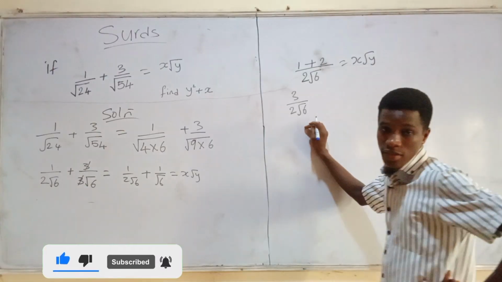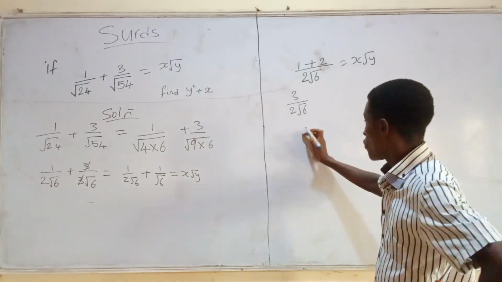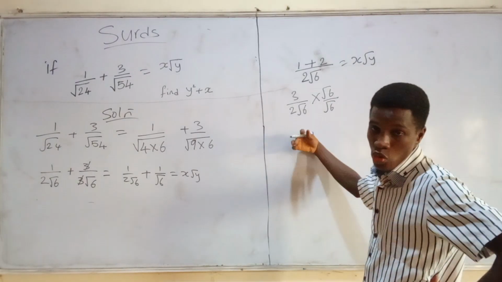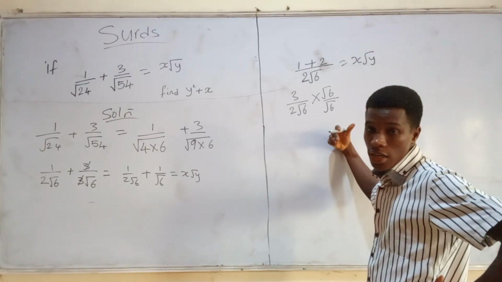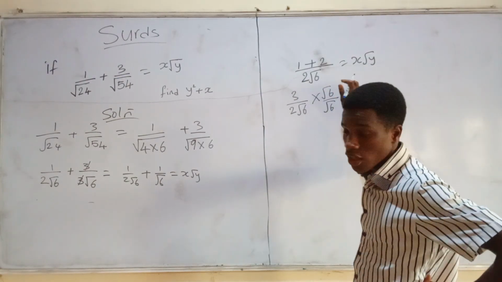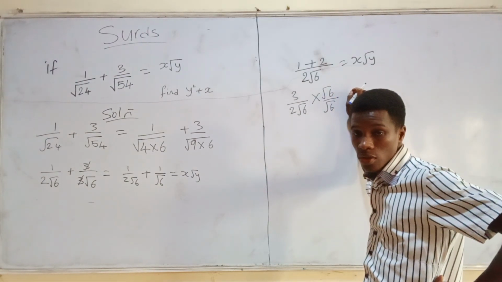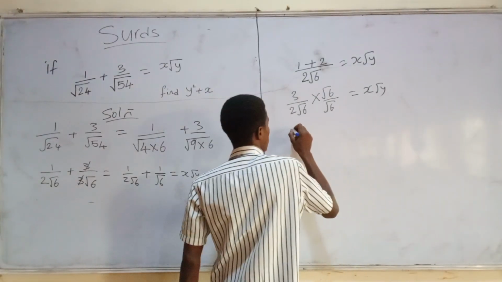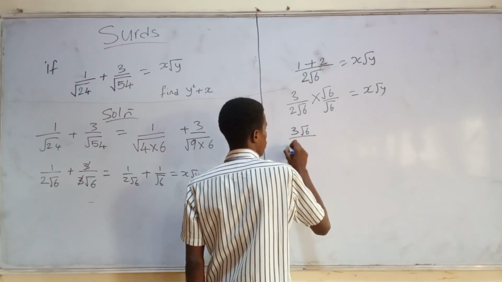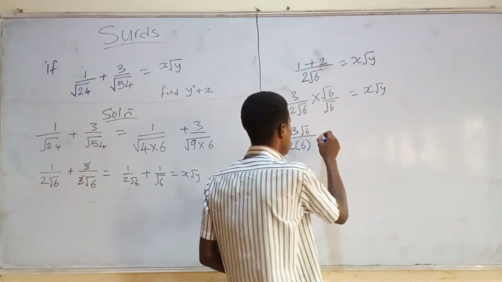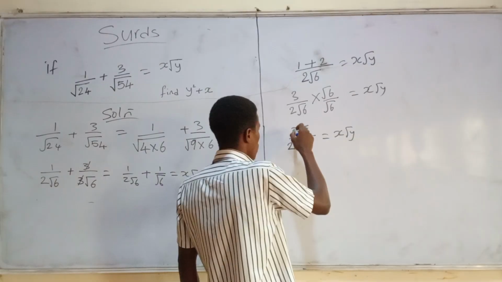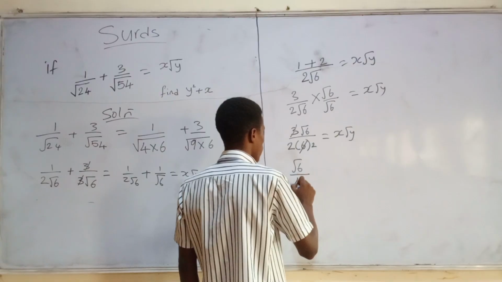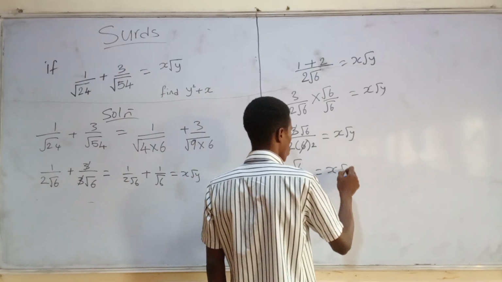From this point we can rationalize. Is that not? By multiplying by what? Root 6 over root 6. I did not multiply by 2. Why? It's of no use. Is that clear? What we are after is the irrational number. That is the solve. You have a question? Okay. So that this is equal to what? X root y. So if we multiply this out, we have what? 3 root 6 over 2 times what? 6 is equal to x root y. 3 divided by 6 is what? This will have 2 here. So having root 6 over 4 is equal to x root y.